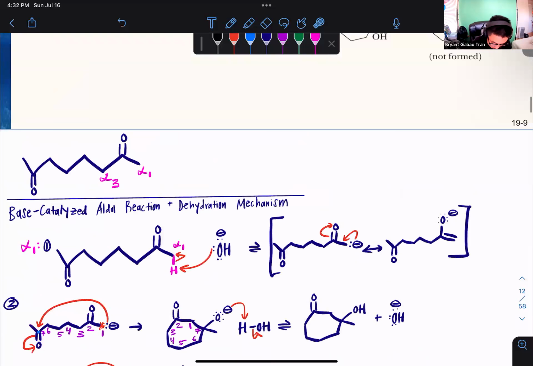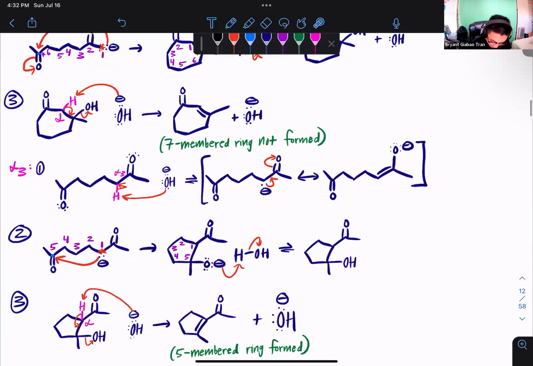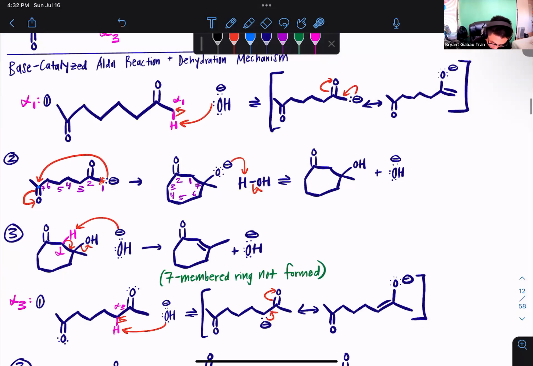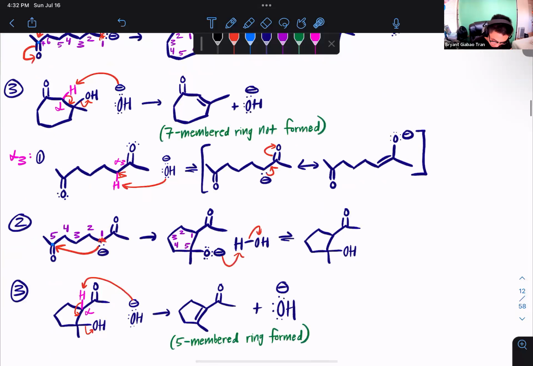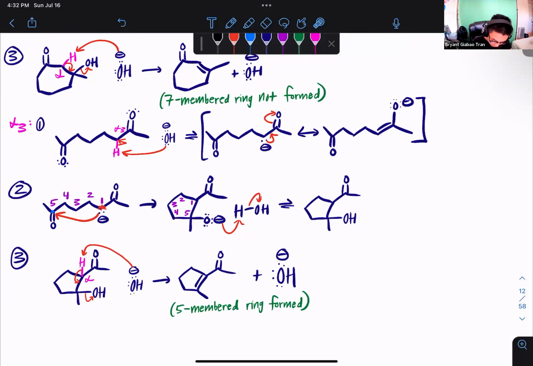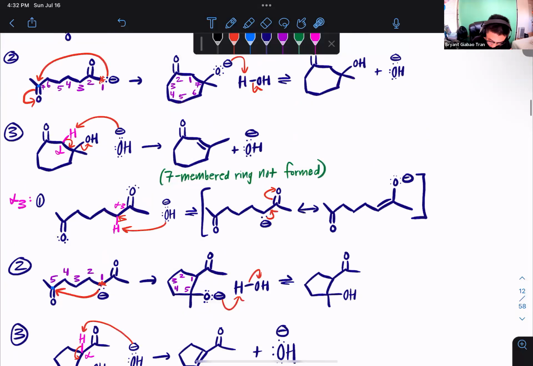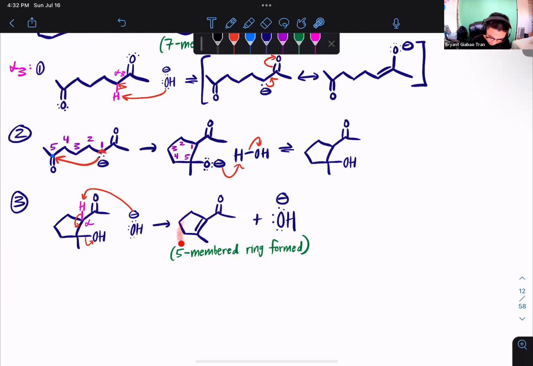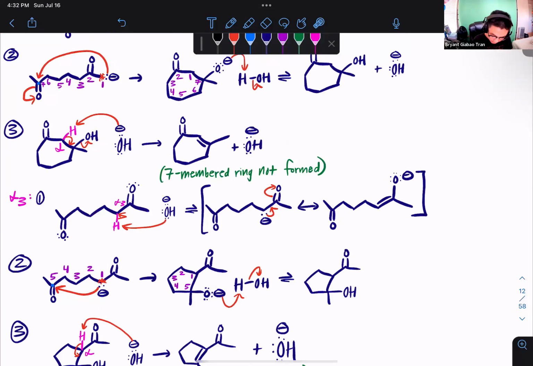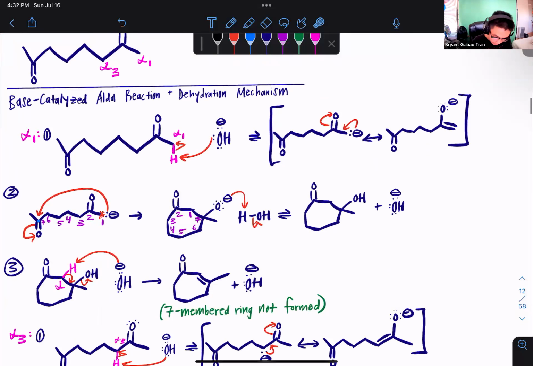This is for aldol condensation right here. We have multiple nucleophiles that we could choose from. It could be either alpha 1 or alpha 3. I did both of them. But we see that alpha 1 is unstable because it forms a 7-membered ring. So the favored nucleophile would be from alpha 3 because it forms the more stable 5-membered ring right over here. And this is unstable, so we don't want to deprotonate this alpha 1. We want to deprotonate this alpha 3 as a nucleophile.